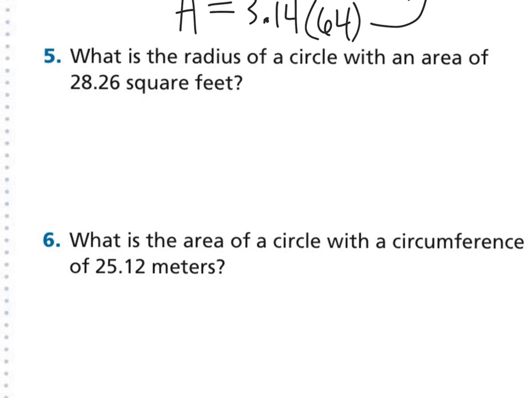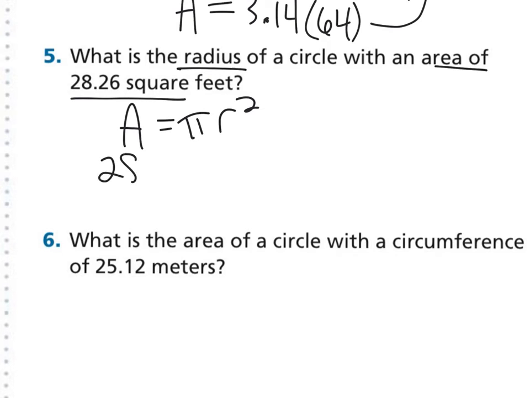So number 5 is kind of a backwards way from that. This one they're asking for what the radius is. They're telling us what the area is. So this is kind of like what we looked at earlier, so we'll kind of breeze through this one. Area is 28.26. Pi is 3.14. And we're trying to find the radius.